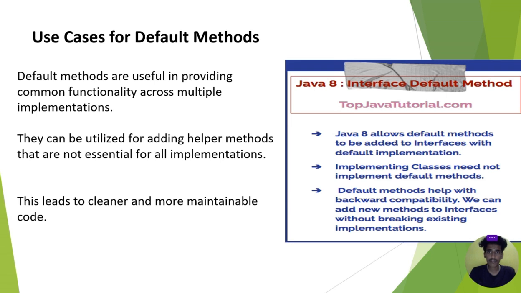Use cases of default methods. Default methods are useful in providing common functionality across multiple implementations. They can be utilized for adding helper methods that are not essential for all implementations. This leads to cleaner and more maintainable code.